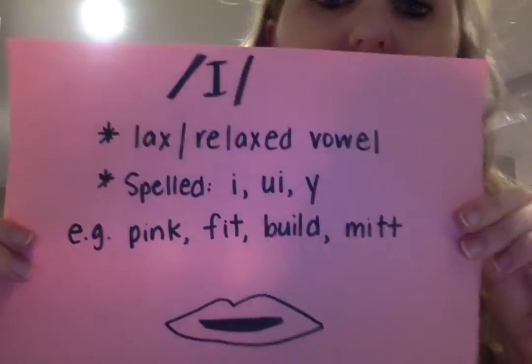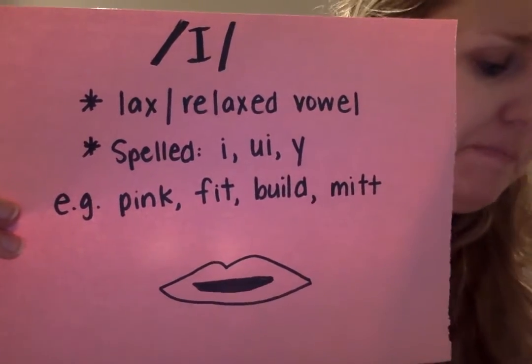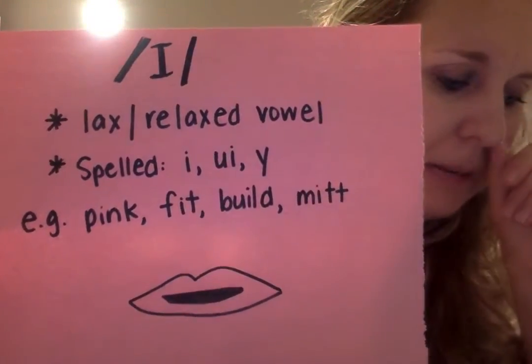And this can be spelled with the I, the UI, and a Y. So there's a variety of different sounds. Now, do you feel how much more relaxed your face is when you make the I sound? Let's all make it together. I, I. Great. And so this is very different compared to the IY sound. IY makes the E, and the I symbol makes the I, right? So no pulling back of the mouth on this one.